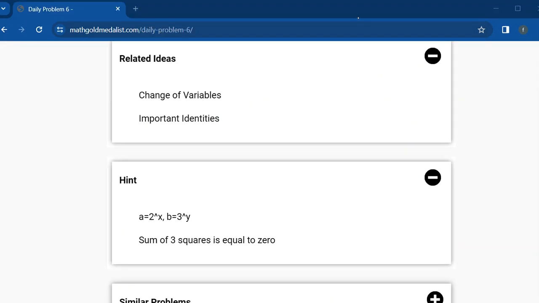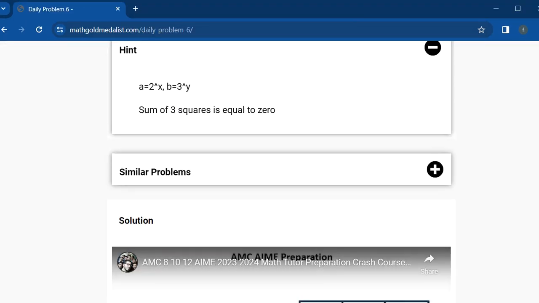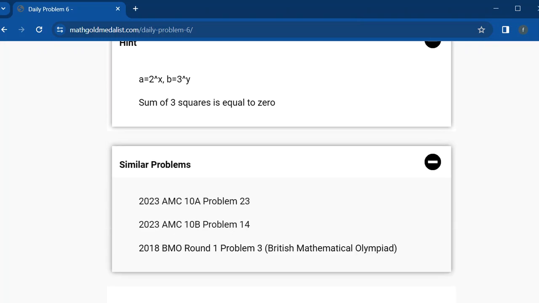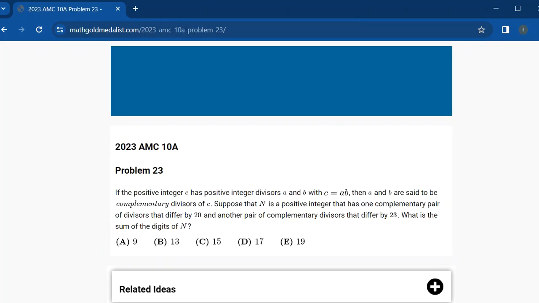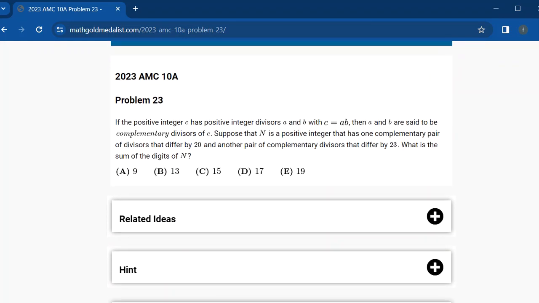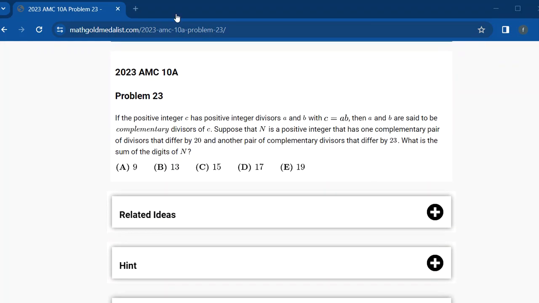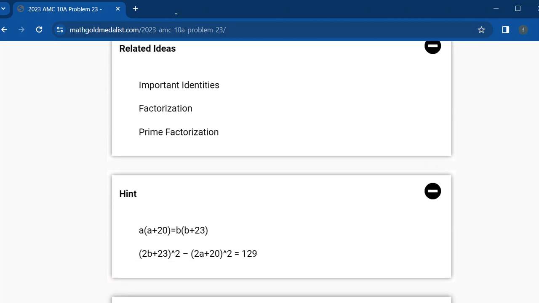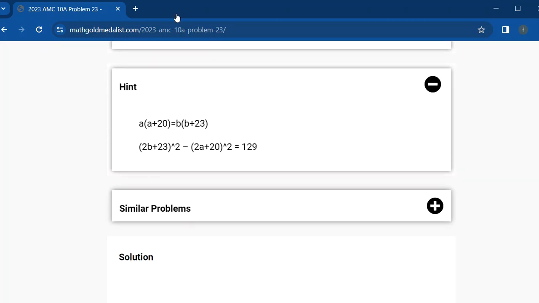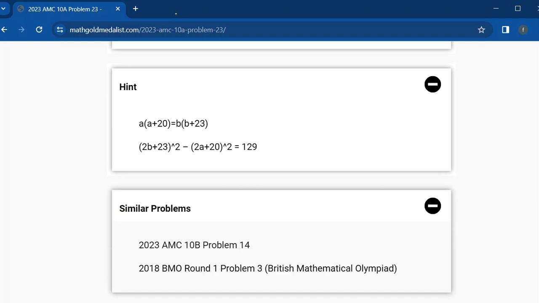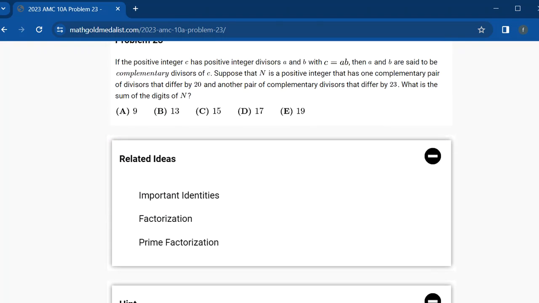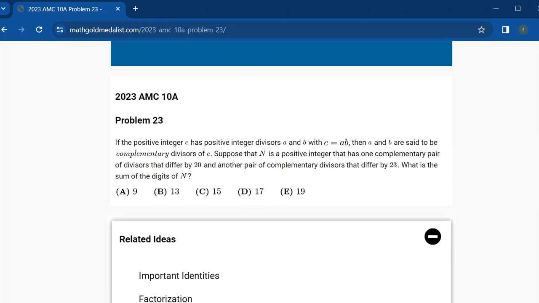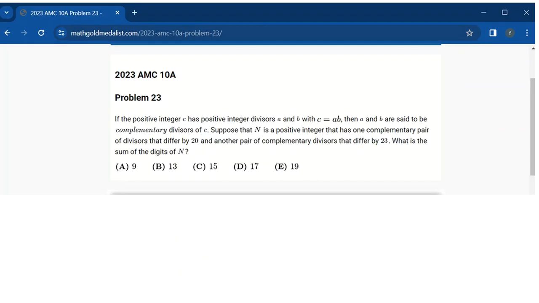Okay, now let's solve next problem, similar problems. 2023 AMC 10A problem 23. And again, here you can use related ideas, this hint, and also similar problems. You can use all these topics to improve your problem solving. Let's read the problem together.